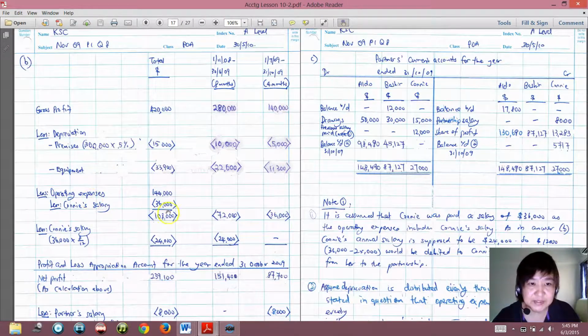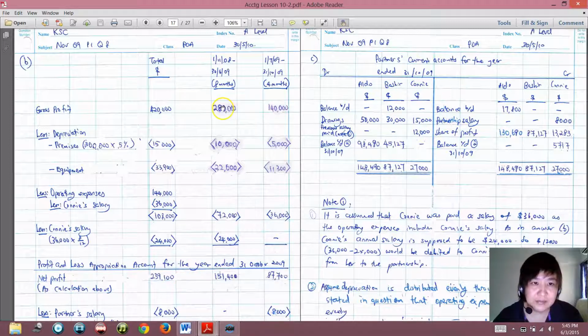So these operating expenses exclude the Connie salary first. This is the gross profit, so from the gross profit we will minus Connie's employee salary. Connie's employee salary is 36,000 per annum, that means 3,000 per month. So 3,000 per month times 8 months is 24,000. So Connie's employee salary will be 24,000.